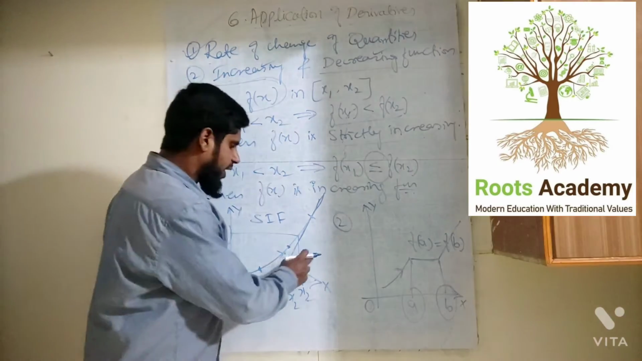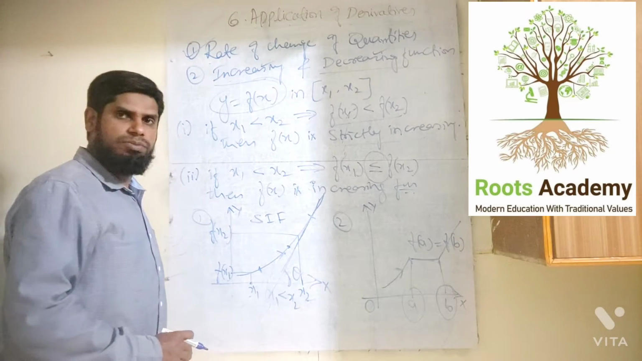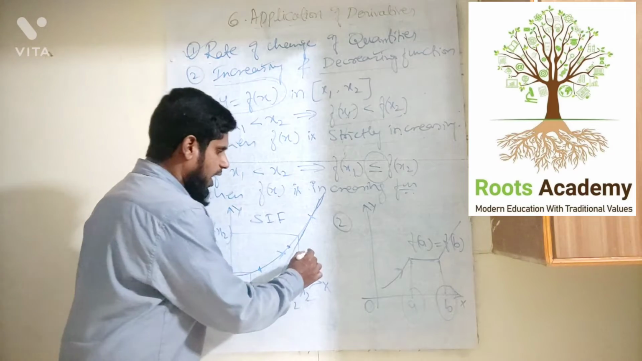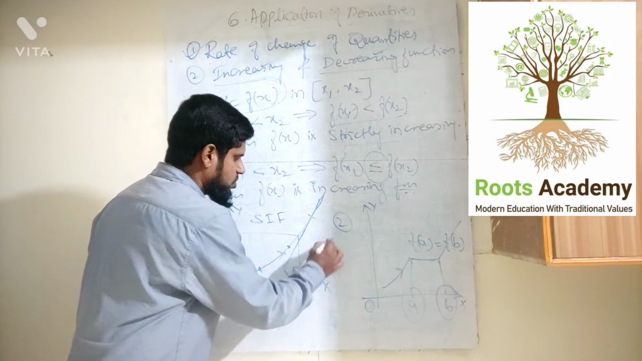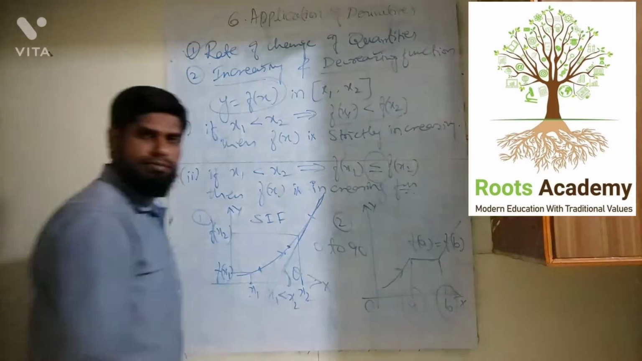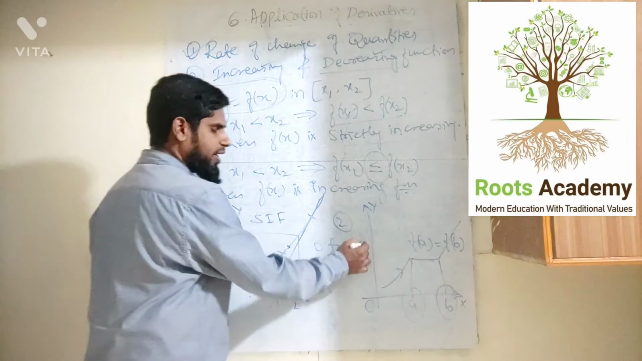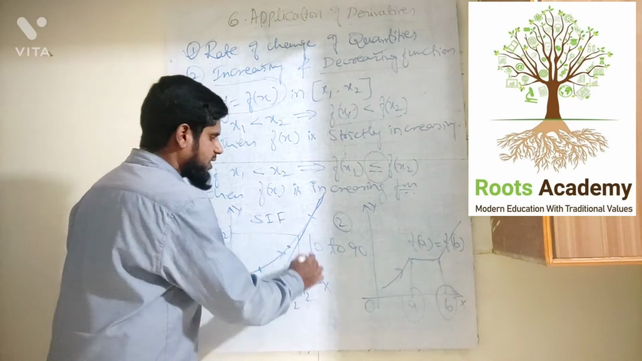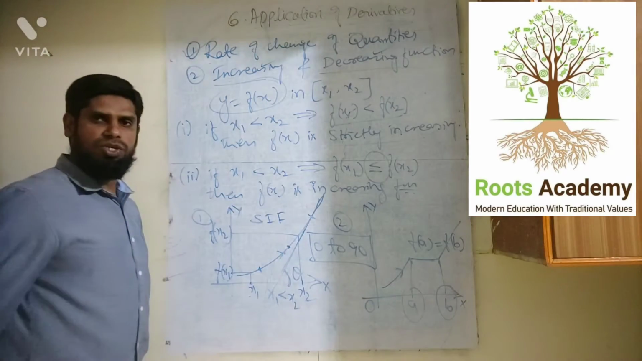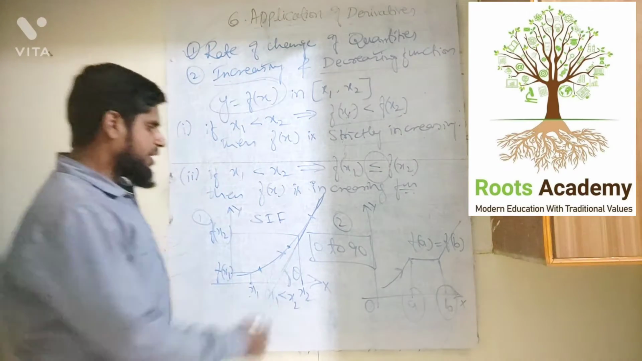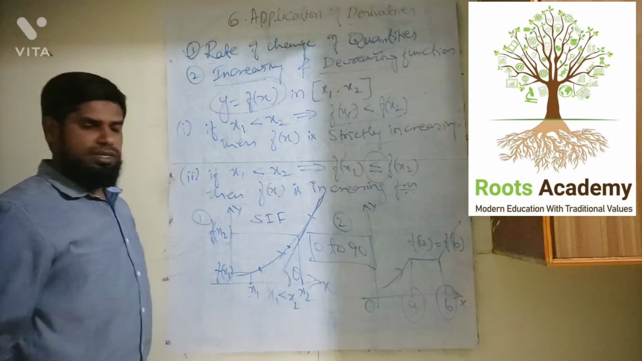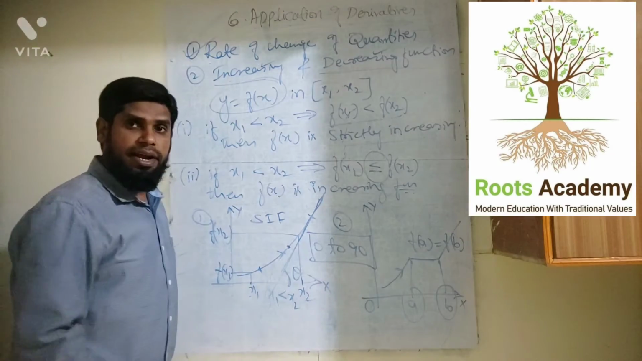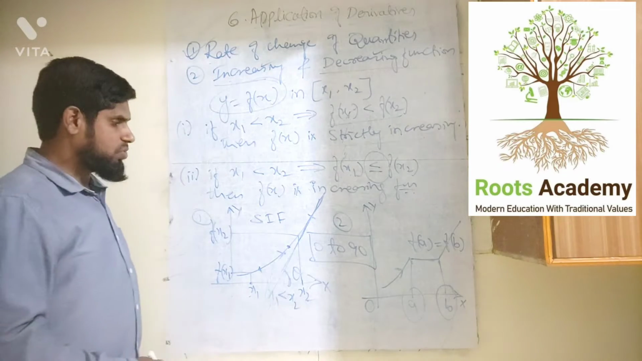The moment I said it is an acute angle, that means the angle lies between 0 to 90. It cannot be greater than 90 degrees, otherwise it will become obtuse. So the moment I said it is acute, it is between 0 to 90. And in 0 to 90, the slope of this tangent is greater than 0.